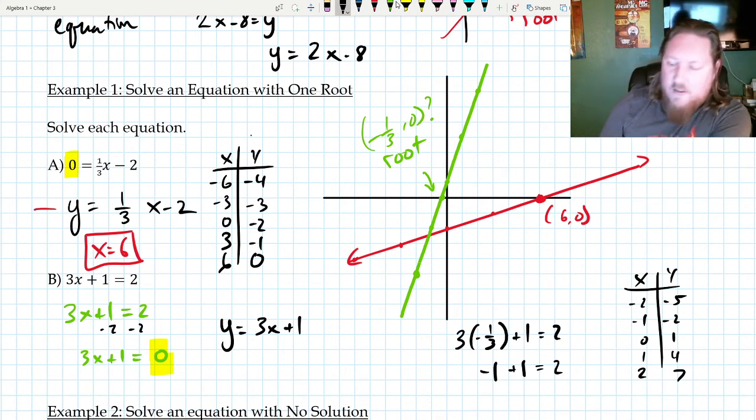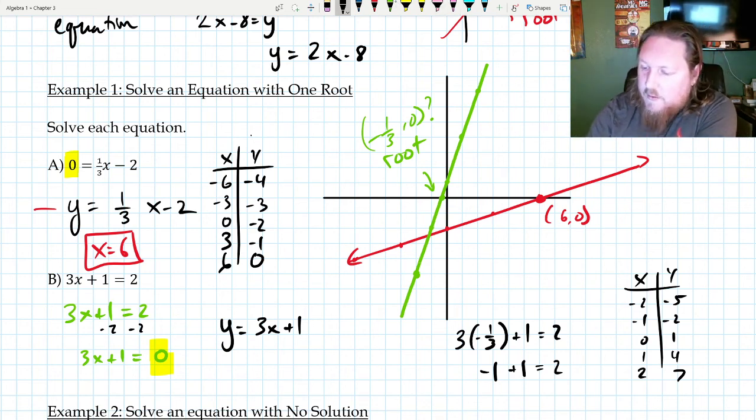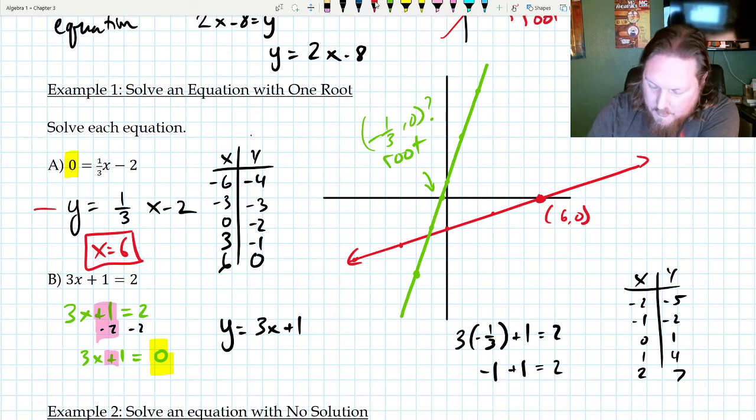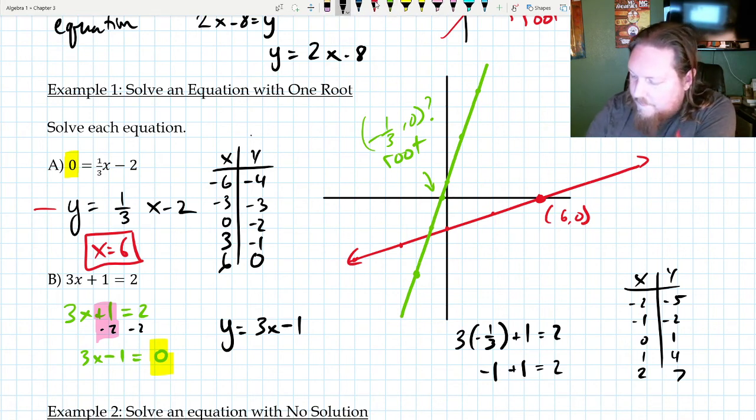What did I do wrong here? Oh, do you want to see what I did wrong here? I'll highlight it in red. What is 1 minus 2? It's supposed to be negative 1. So my whole table of values is wrong there. This should be minus 1. So this equation should be 3x minus 1. So that changes my whole table.